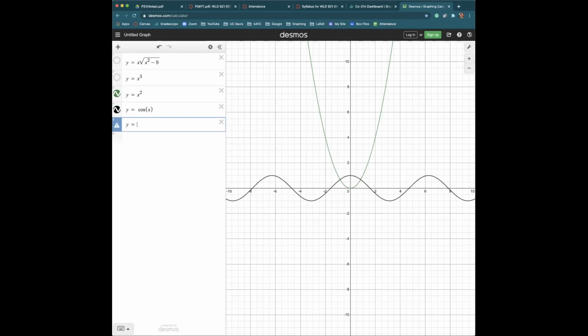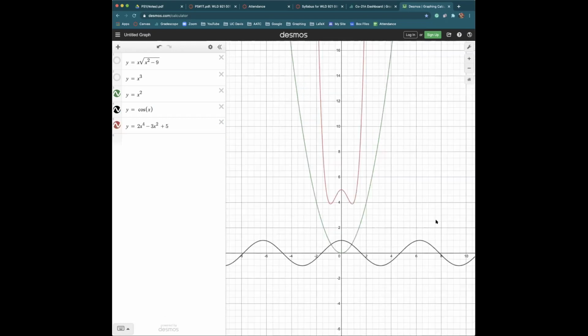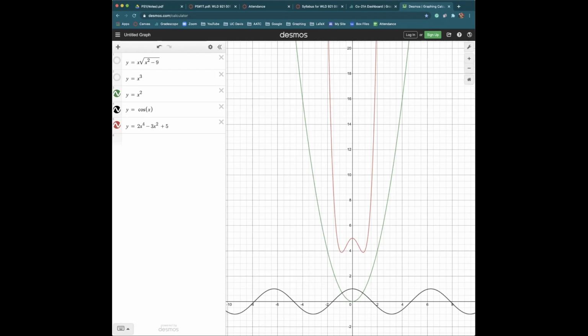Or any kind of conglomeration of even powers of x, meaning if you had something like 2x to the 4th minus 3x squared plus 5, that also has the symmetry about the y-axis. So when you have a polynomial where all the powers are even or all the powers are odd, you have respectively an even or an odd function. But other more complicated functions don't follow that rule. So just something to be aware of. So there are some nice examples of even functions.